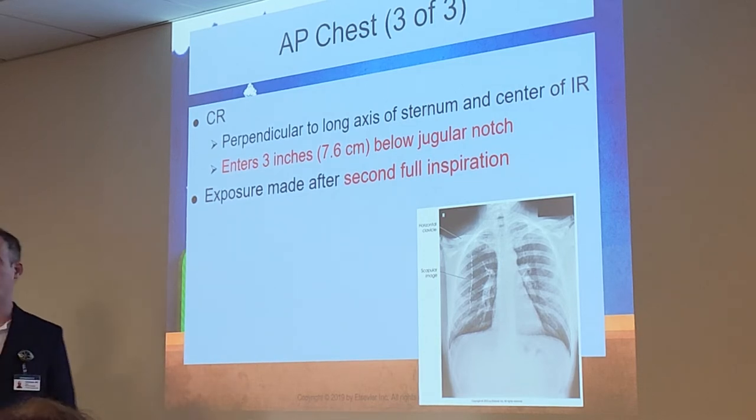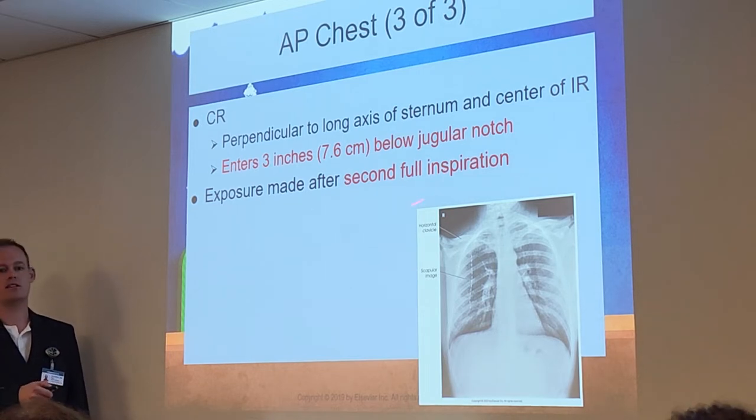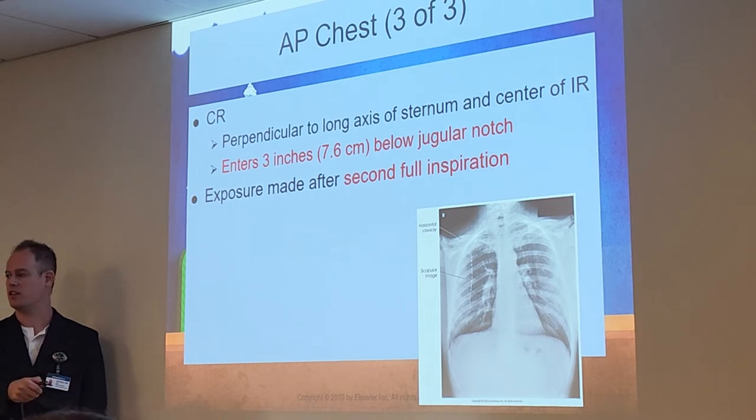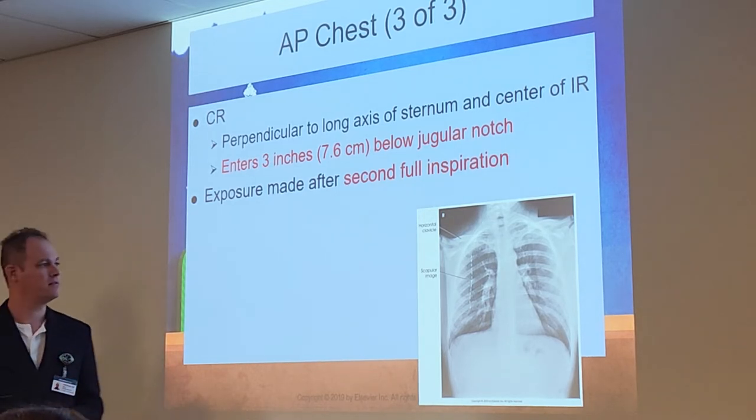Now, even though they are likely a portable patient in worse condition, what are we still going to do, guys? Second full inspiration. Once again, this is every single chest x-ray you ever do, no matter what the position. You want that second full inspiration to try to inflate those lungs as much as possible, because these types of patients are often in much worse condition and will have a lot harder time holding the breath for you. You still want to achieve that, because what are we aiming to have? At least 10 ribs in the lungs every time for full lung inflation.